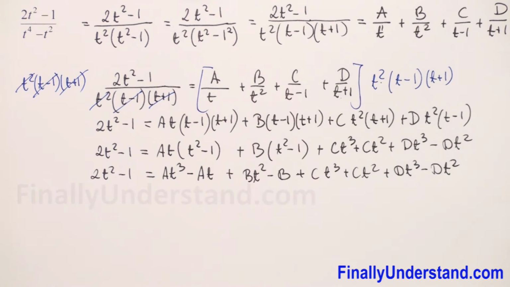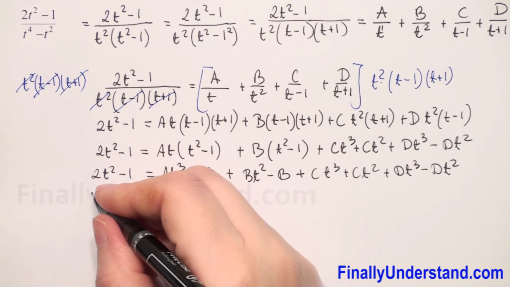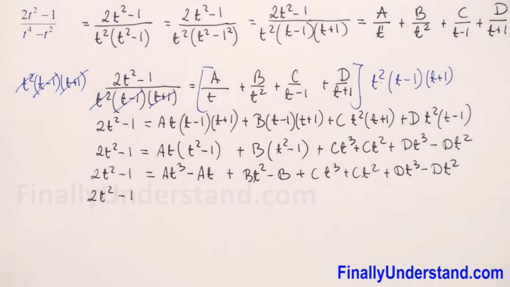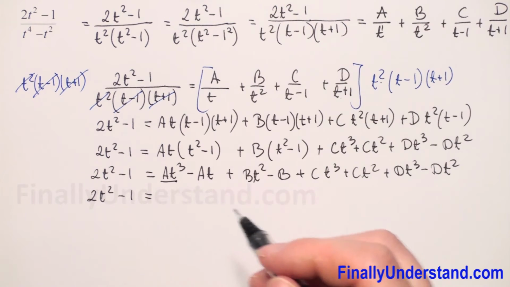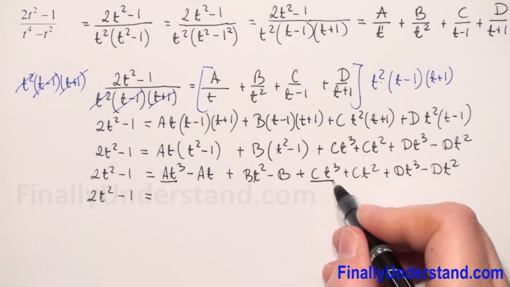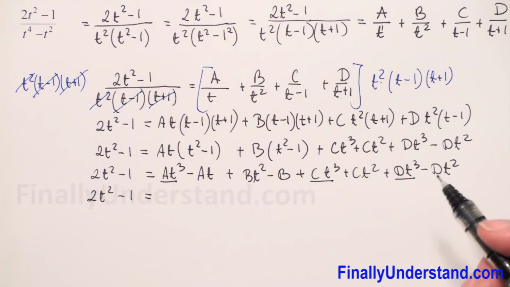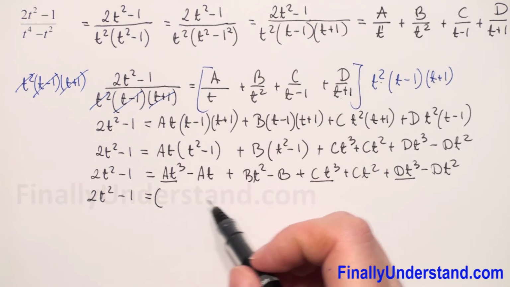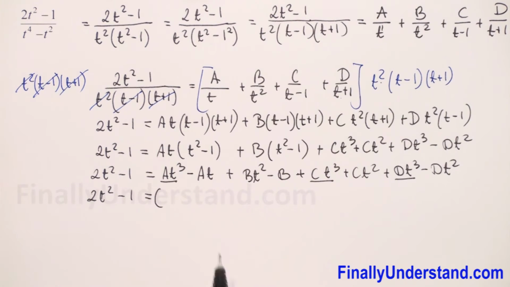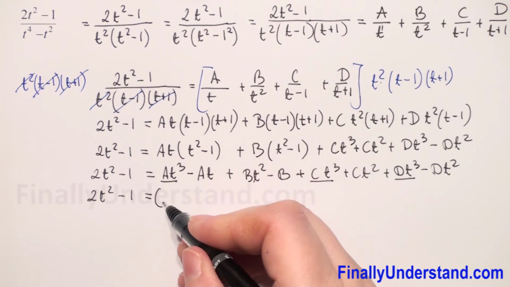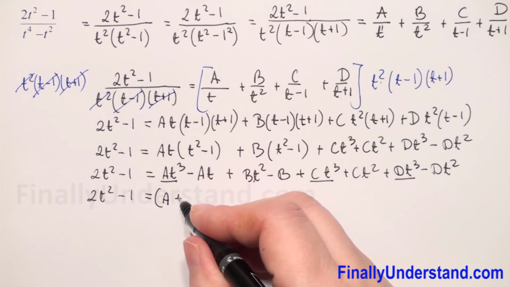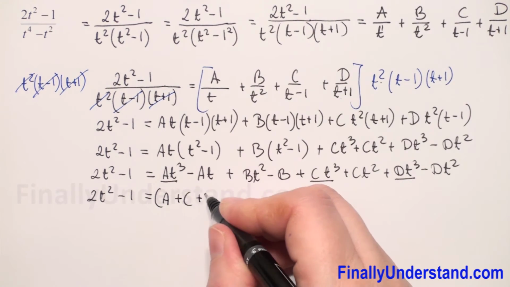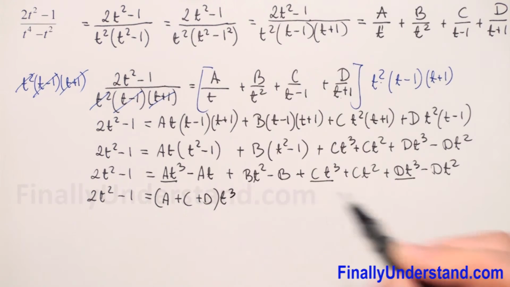So now we will rewrite the left side, and on the right we will combine the like terms. We have a t cubed, c t cubed, d t cubed. So we will factorize t cubed, and first we will write the coefficients, and at the end will be t cubed, because this is multiplication, we can do this. So we have a, next is plus c, and we have plus d, times t cubed.